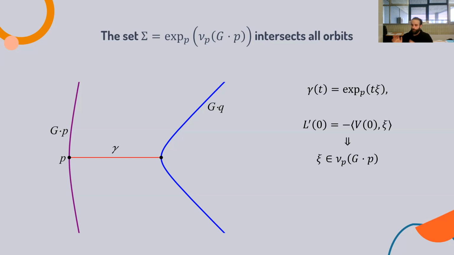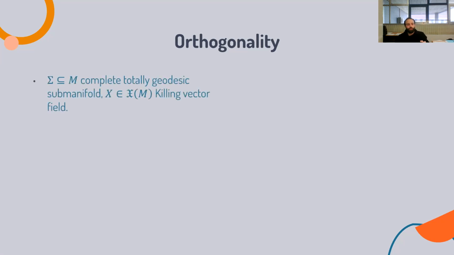So now that's one part covered. And now we need to know if it intersects the orbits orthogonally. To see this, we will use a more general setting, which is the one in which we work with totally geodesic submanifolds in general and Killing vector fields in general. So let's now think about a complete and totally geodesic submanifold of our ambient manifold, which we should think as our candidate for a section.